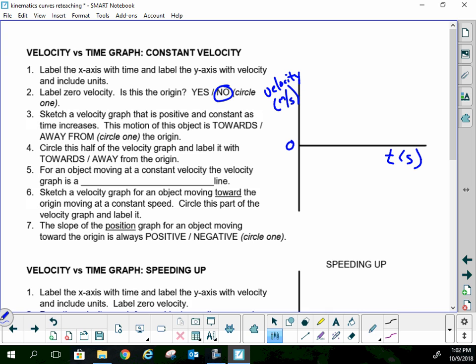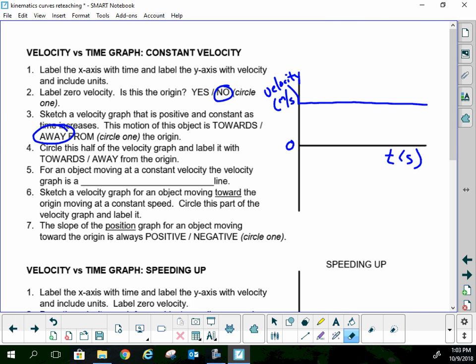That's a distinct difference. Okay, so we're going to start sketching a velocity graph that is positive and constant as time increases. So this means that we're going to have a positive and constant velocity graph. Okay, this object we know is moving away from the origin. We know that because if I pop up here and sketch a little position graph, from our last video, the corresponding position graph might look something like this. We have a positive constant velocity moving away from the origin at a constant speed produces a velocity graph that looks like what you see there.